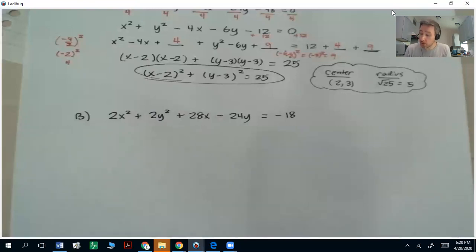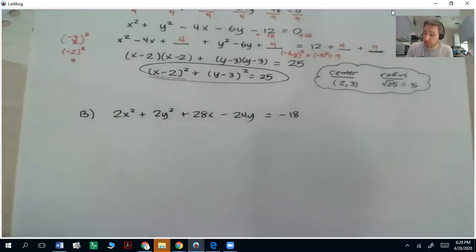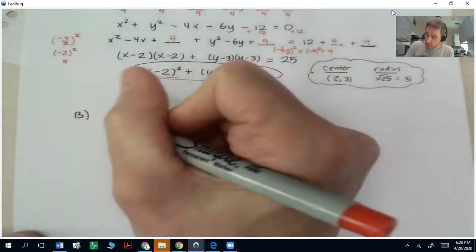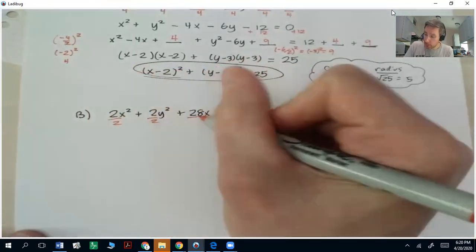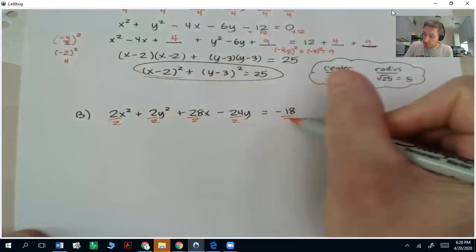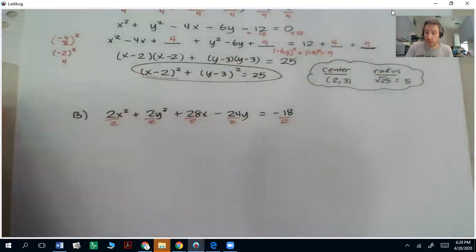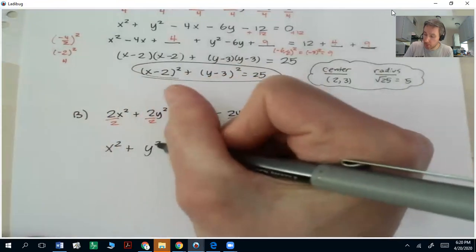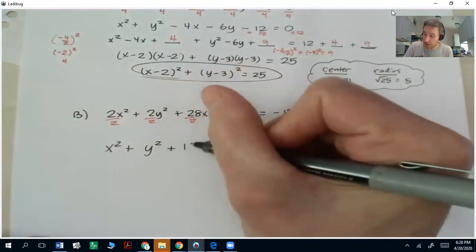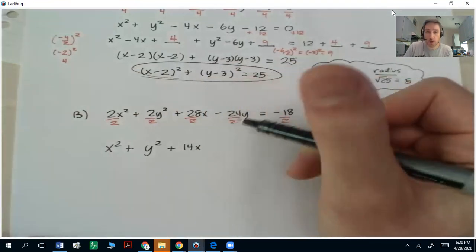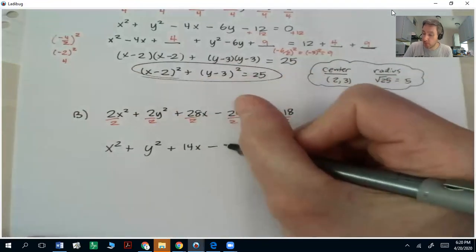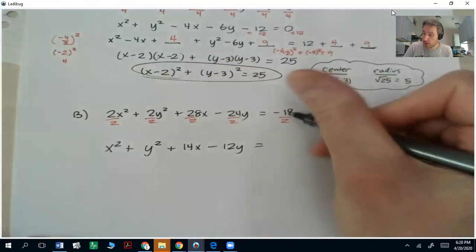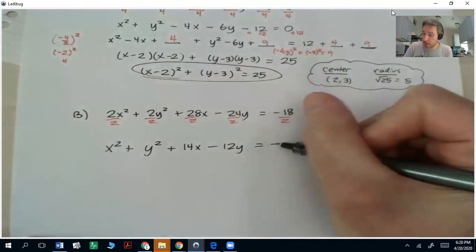All right, so if you figured out what to divide everything by, it's going to be 2. That's going to take this to x squared plus y squared. 28 divided by 2 is 14, so plus 14x. 24 divided by 2 is 12, so minus 12y. And negative 18 divided by 2 is negative 9.